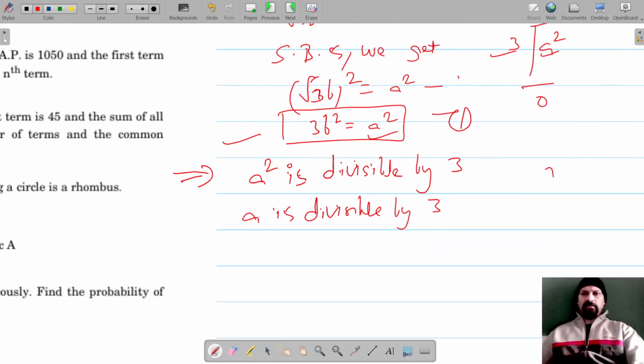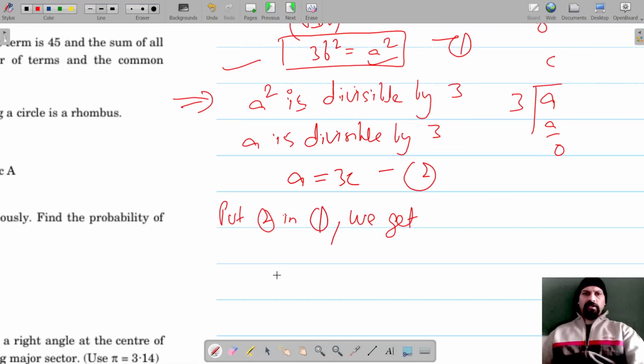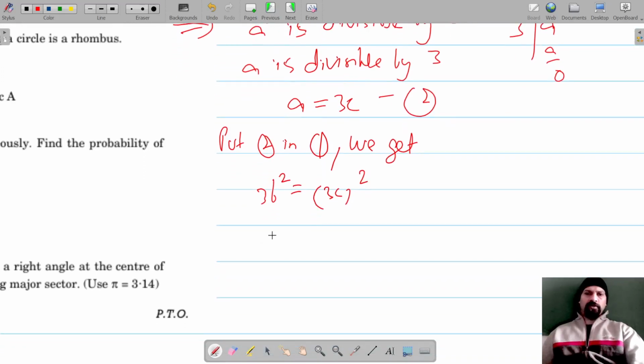If a is divisible by 3, there is some integer, let's say c, which gives a, and remainder is 0. So I can write a as 3c. Let this be equation 2. If I put 2 in 1, we get 3b square is equal to a, which is 3c, the whole square, which gives me 3b square is equal to 9c square. So 3 3s are 9. So this is 3c square is equal to b square.